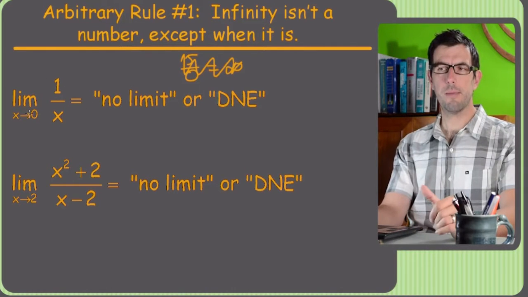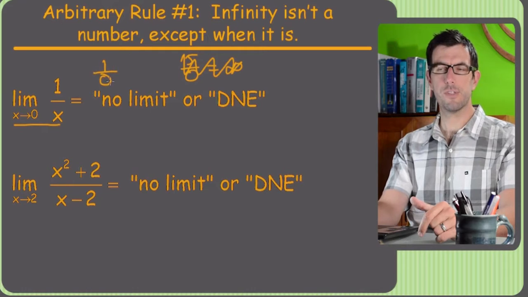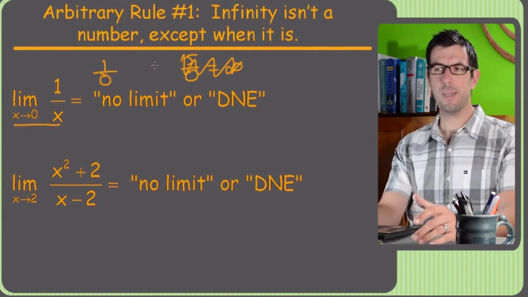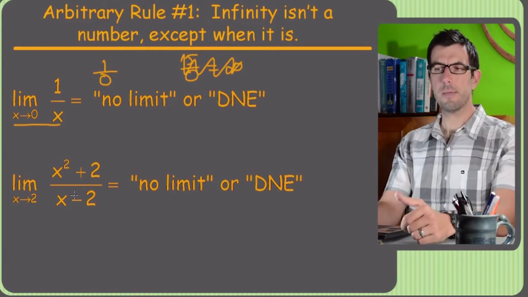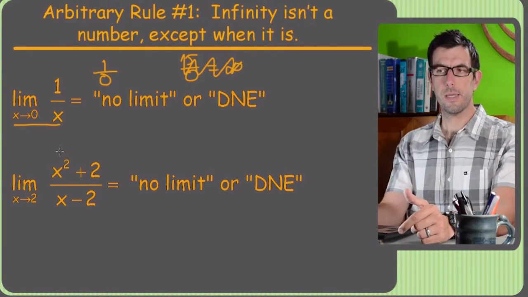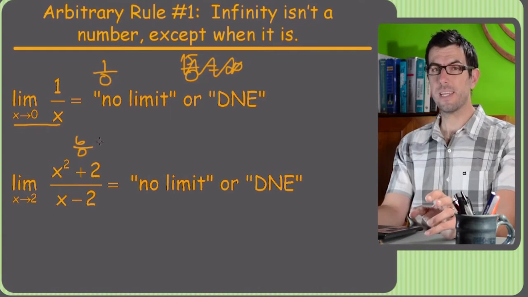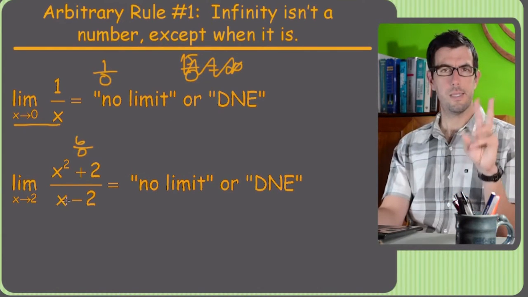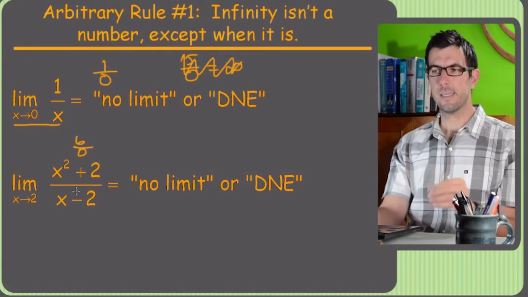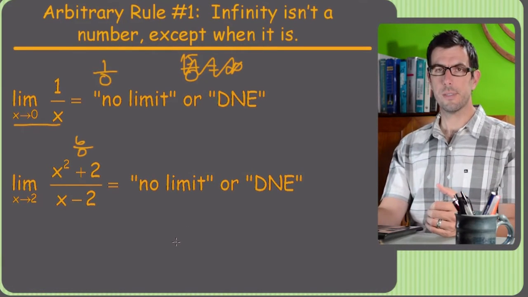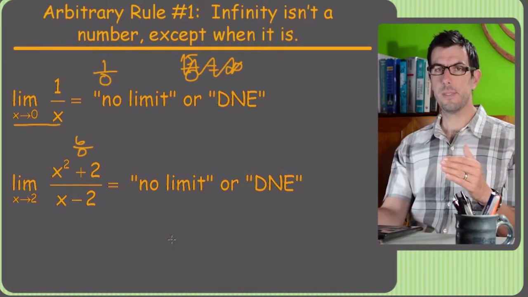If you ever get something like the limit as x approaches 0 of 1 over x, where you're pretty much going to be getting 1 over 0, you're not going to write down infinity. You're going to write down no limit or does not exist. Same thing here. Plug in 2 for these guys, and we get 4 plus 2 is 6 over 2 minus 2 is 0. So once again, 6 over 0, undefined, but if you're talking about the limit, it does not exist. It's not infinity.